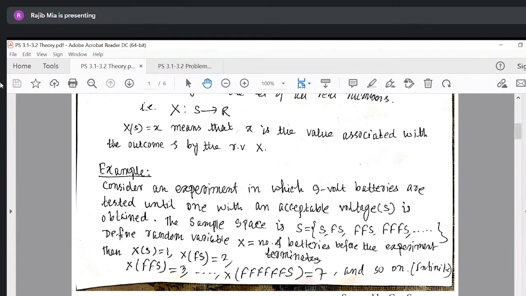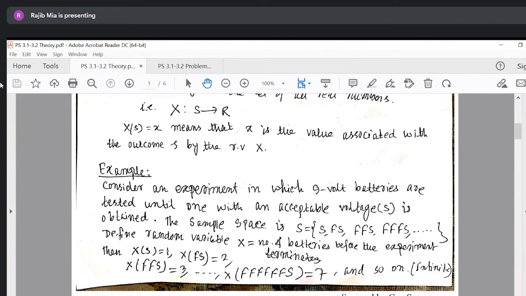Suppose we take one battery and test it, and in the first attempt we get the acceptable voltage. That means we have got success. So one possibility is S, the first outcome. Suppose we did not get the acceptable voltage in the first attempt, but in the second attempt we did. Then the outcome is FS. Similarly FFS, FFFS. Is it clear how the set of all outcomes comes about?